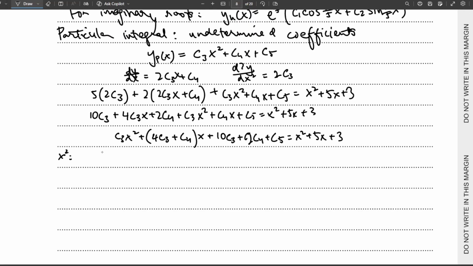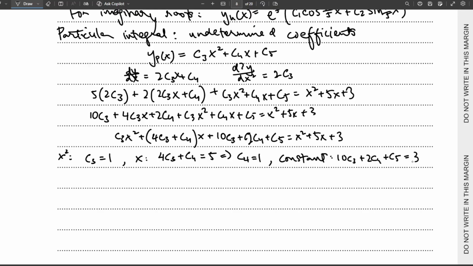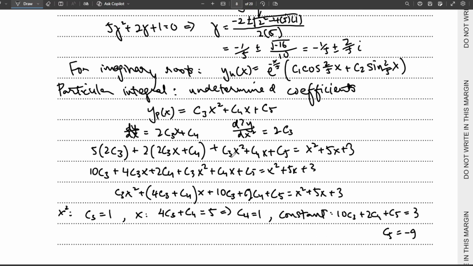For x squared, we have c3 equals to 1, right? Because on the left hand side c3, on the right hand side is 1. Then for the x term, you have 4c3 plus c4, we can equate it to 5. So yeah, c4 is also 1 actually. And lastly, for the constant term, okay, you have 10c3 plus 2c4 plus c5 equals to 3. And c5, you get -9.